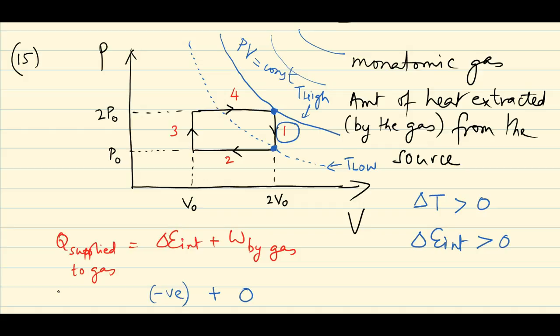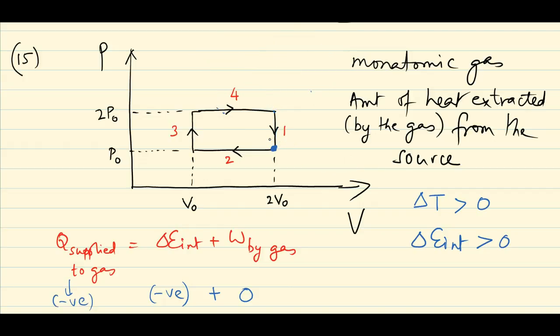Now that would basically mean that Q supplied to the gas is negative, which means that during process number 1, the gas supplies heat to the surroundings. So I have named this something, I call it QA. QA is the heat which is given to the surroundings by the gas during step number 1.